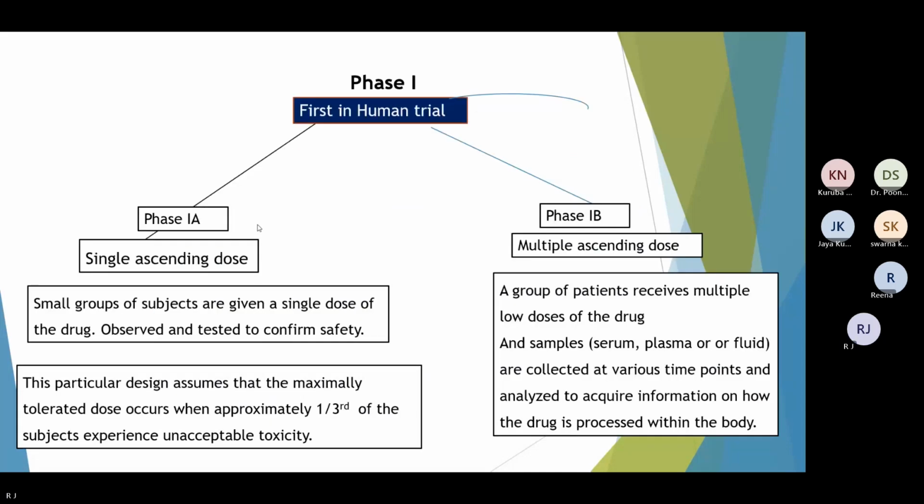So phase one is nothing but first in human trial. Why is it first in human trial? Because after the preclinical stage, this is the first time we are going to test the drug in humans. So in the clinical stage of development, we test the drug in humans. Okay, and phase one is the first step.